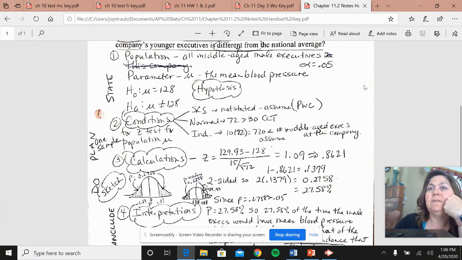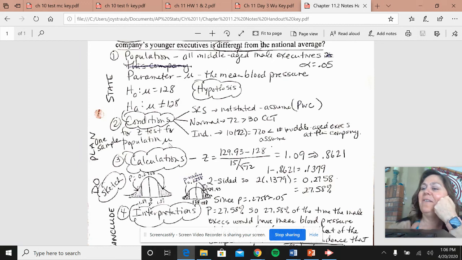My pointer just doesn't want to show up for me. I think I found it. There it is. One sample, good grief. So it should be one sample Z-test for means. Sorry about all that, making you work for it.